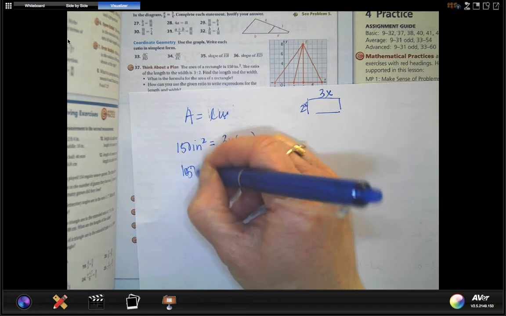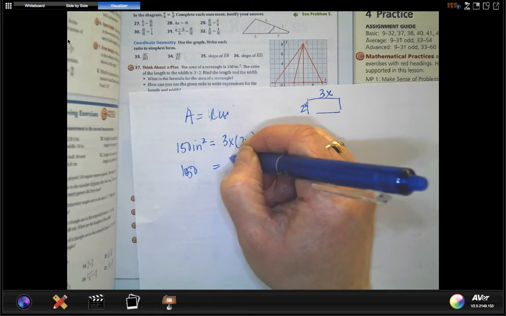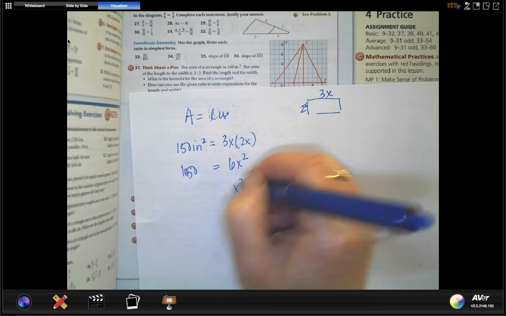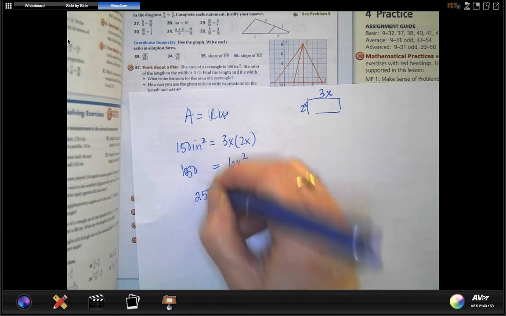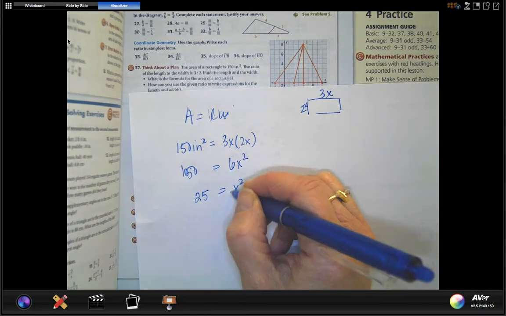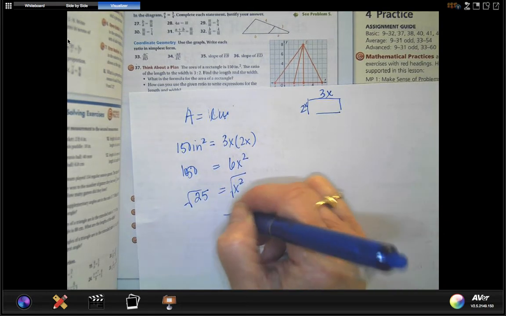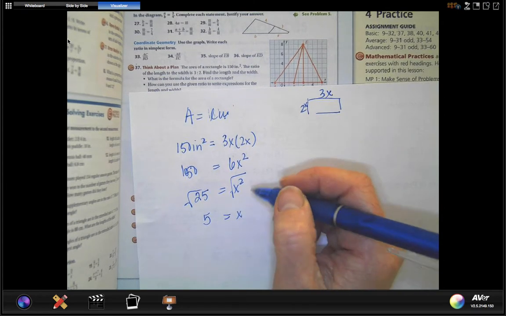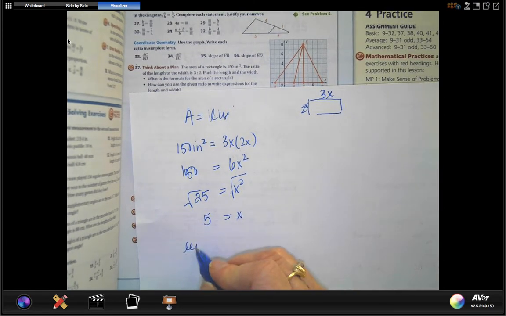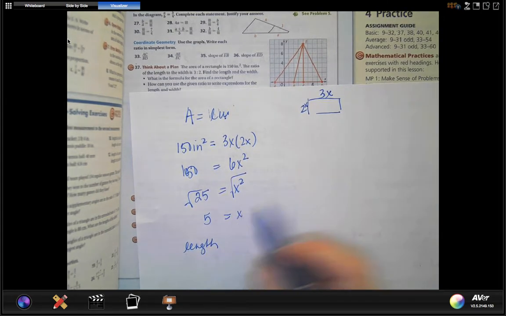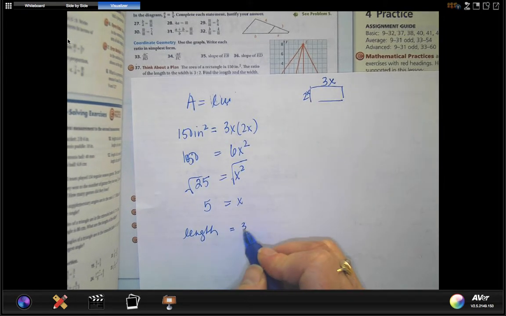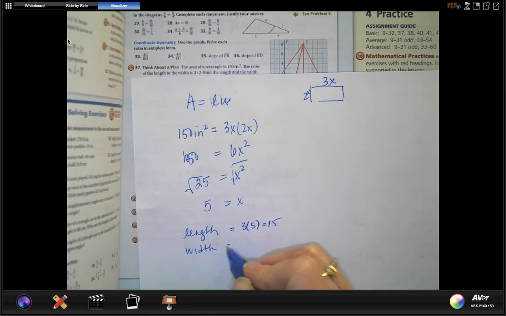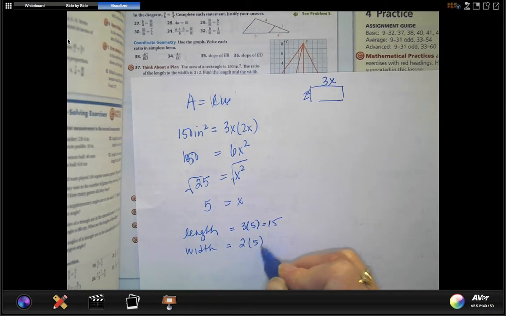So I have 150 equals 6x squared. Divide both sides by 6. x squared is equal to 25. To get rid of the square, I'm going to take the square root. So x is equal to 5. It could also be negative 5, but that doesn't make any sense when I'm talking about a rectangle. So then my length would be 3 times 5, or 15. My width would be 2 times 5, or 10.